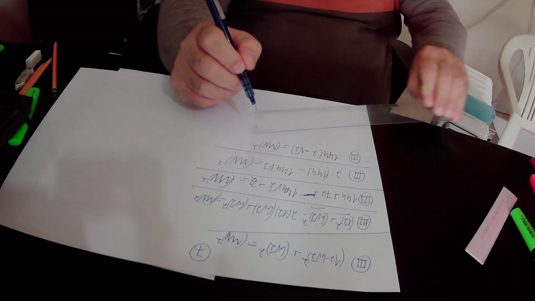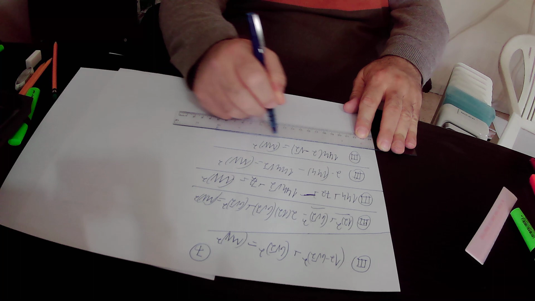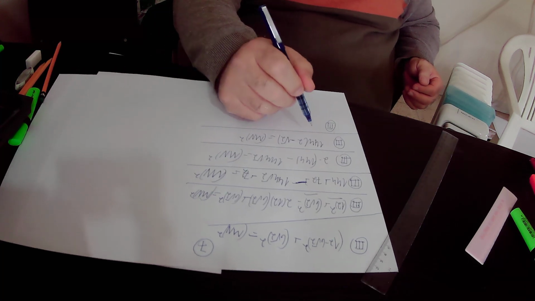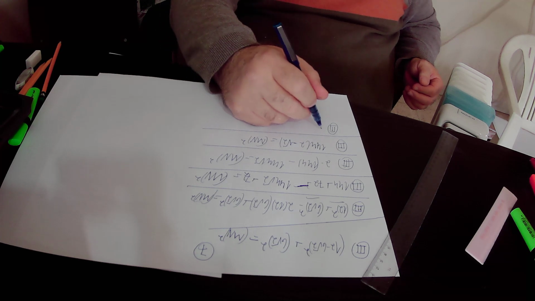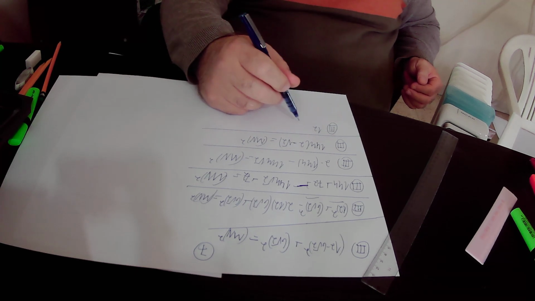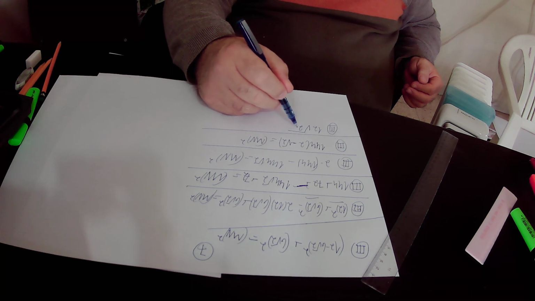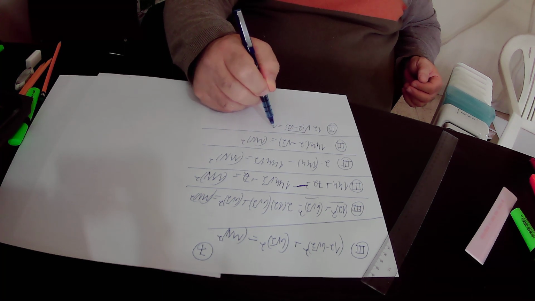Here we take a root out of this equation, equation number 3, and we will get that according to equation number 3, the square root of 144 is 12. 12 times the square root of 2 minus square root of 2. This is the value of MN.